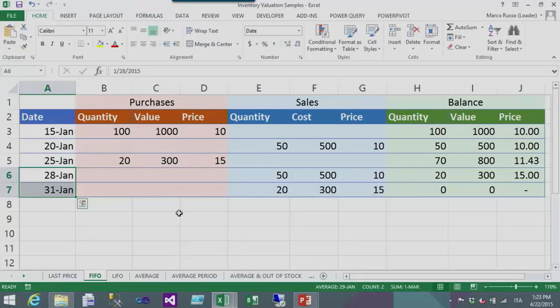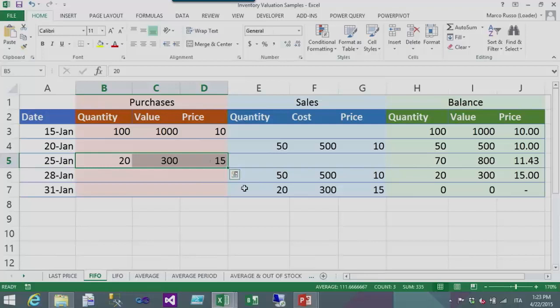In this case, we have the same scenario, so I only concentrate on what happened in the balance value here. As you see, here the value is 800. Why? Because first in, first out means that what I consider as a price for my sale is the price of the first product that I bought. So fundamentally, it's like having a queue, and what I'm selling is the first thing that I bought. So my purchase of 20 here is something that I will sell here.